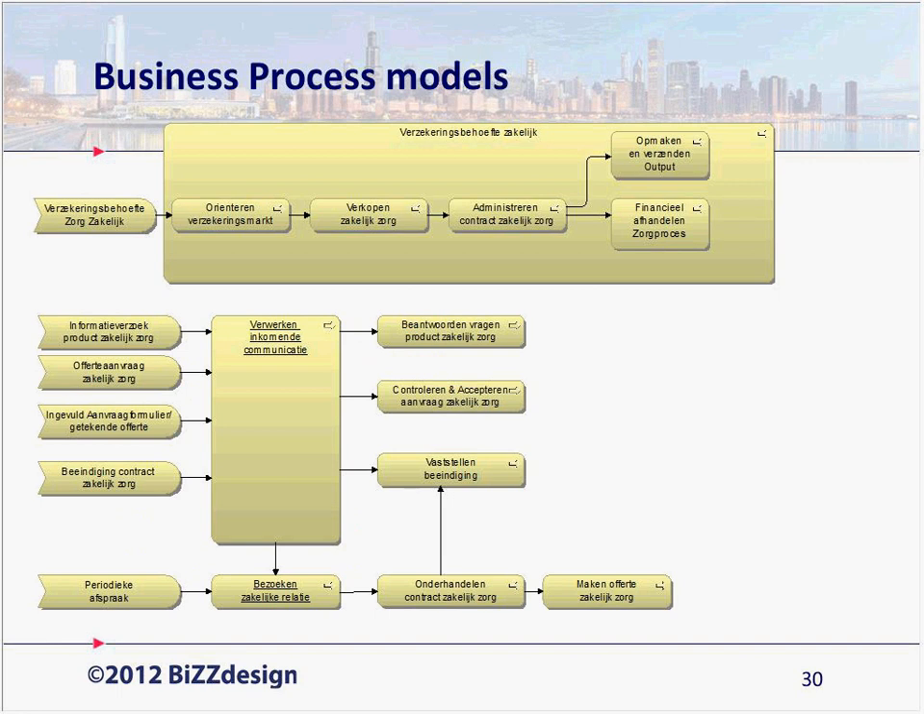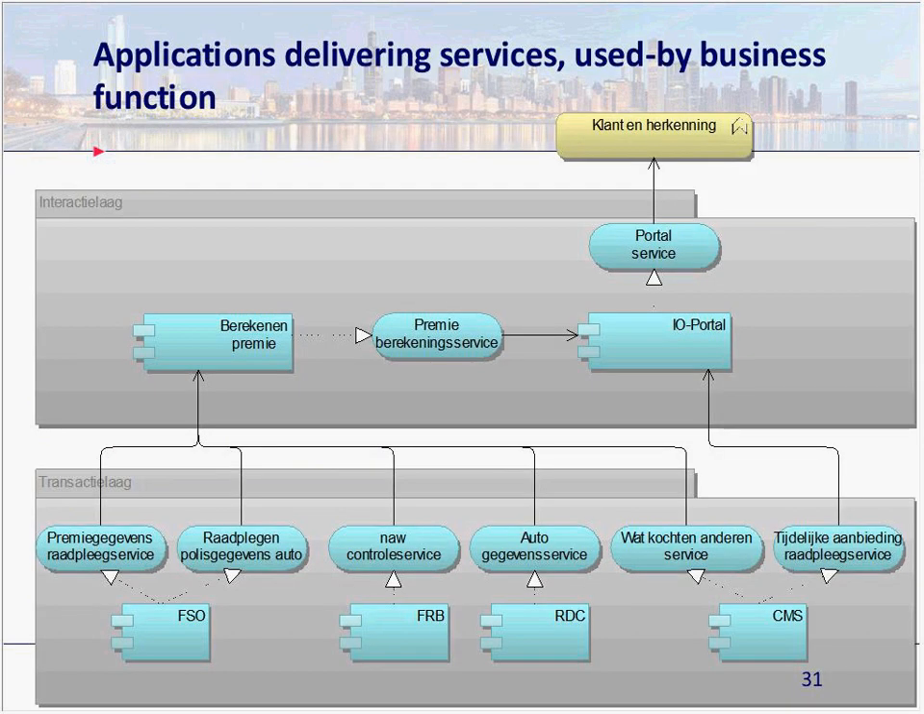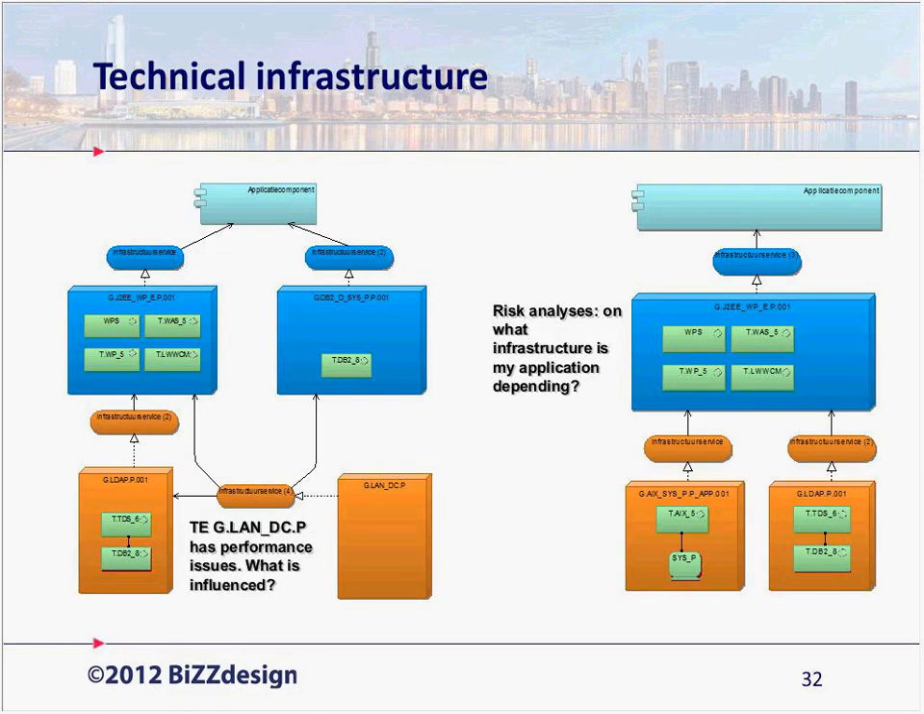Examples of the first models that were created, they are Dutch, unfortunately, but you probably recognize the symbols. So here we have some business process models of this insurance company. And then the application layer. So we see here some applications which are delivering services to other applications and at the end are supporting a business function. Here we are already making the connection to the business layer, and we could show diagrams which are geared toward business IT alignment. And then the connection to the technical infrastructure.